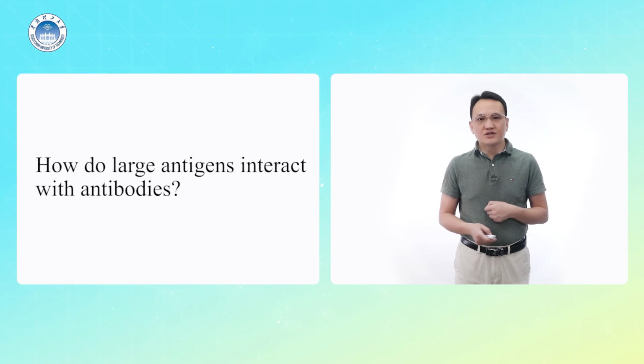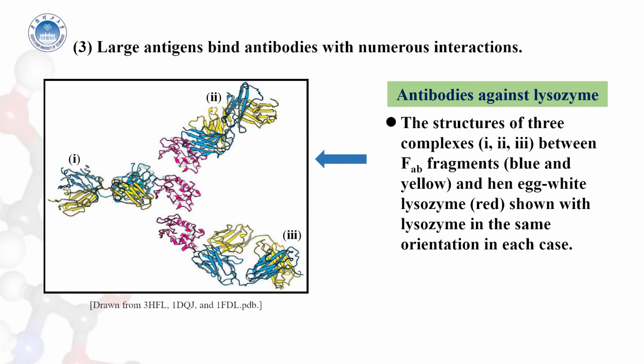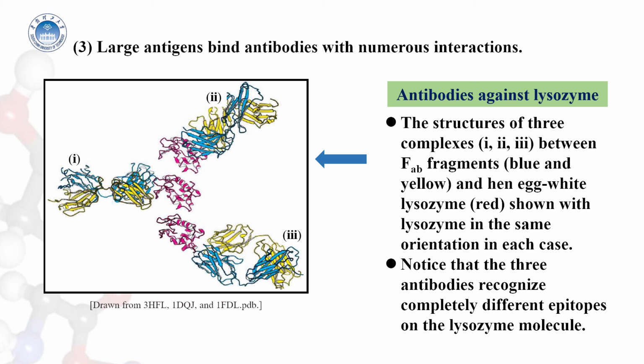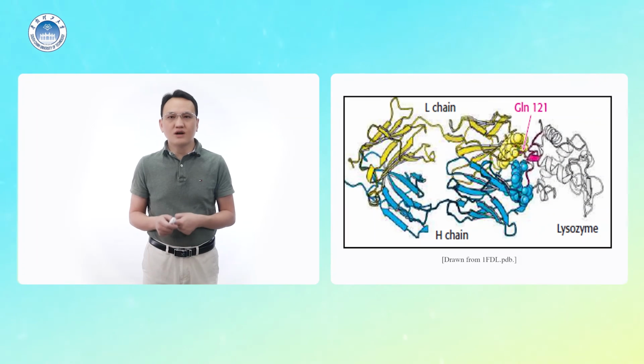How do large antigens interact with antibodies? A large collection of antibodies against hen egg white lysozyme has been structurally characterized in great detail, as shown in this figure. Each different antibody binds to a distinct surface of the lysozyme. Let us examine the interaction of complex 2 in the previous slides. As shown in the right figure, this antibody binds to polypeptide segments of the lysozyme that are widely separated in the primary structure. All six CDRs of the antibody make contact with these epitopes.